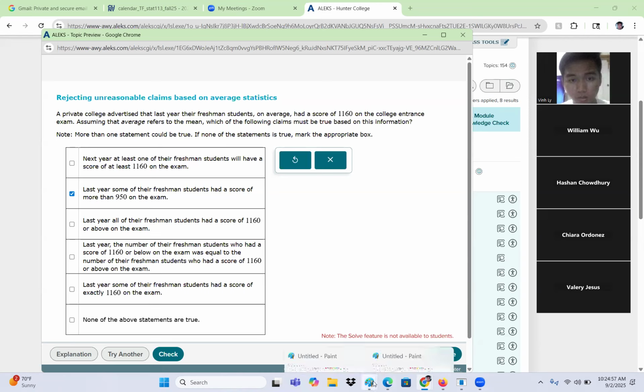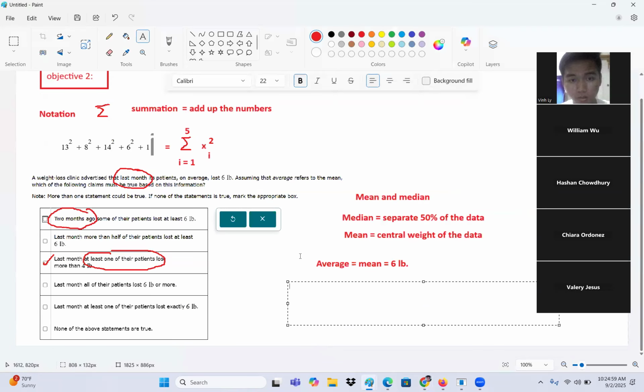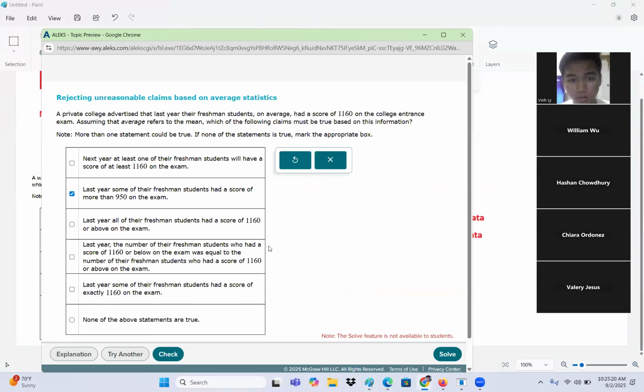Okay, so when we see a question like this on your ALEKS or the exam, that's not going to be the correct answer. Whenever you see all people, this is not true because it does not tell us the average number. And whenever it says next year or something like that, that is not true. Whenever they have an equal number of students, that's the median. That's not the mean. That is not true.